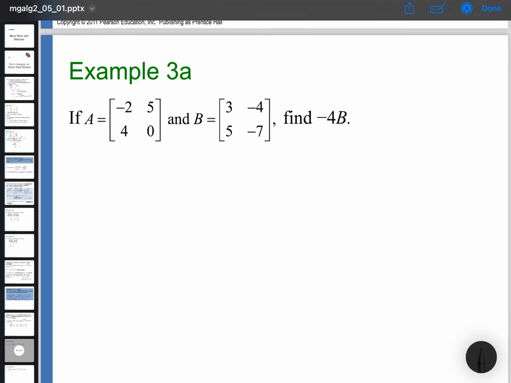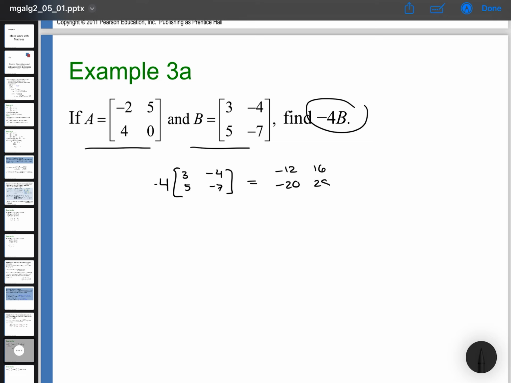Here's the example we're going to do. They're giving us matrix A and matrix B, and they're asking us to find -4B. So -4 is our scalar, and I just want to multiply it with every single element in my matrix, which would give me -4 times 3 is -12, -4 times -4 is +16, -4 times 5 is -20, and -4 times -7 would be +28. This right here represents -4B.